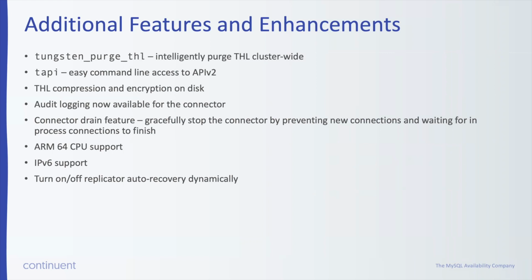And now the replicator does THL compression and encryption on disk. So this is pretty big, right? THL can grow, it can be quite large. Well, by compressing it, we can save a lot of space. And of course, encrypting it on disk, that's also important to hide any sort of sensitive information. So we've always done, or not always, but we've had SSL for THL. So that would be in flight, but now encryption right on the disk as well.